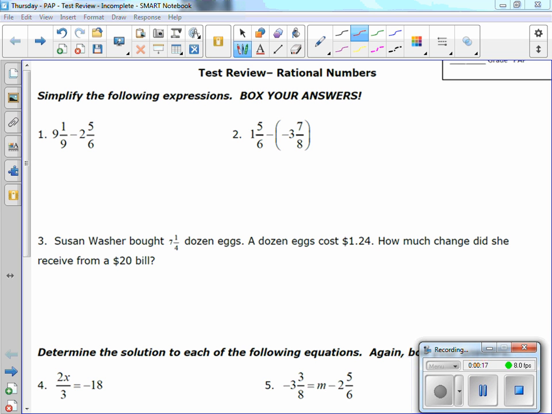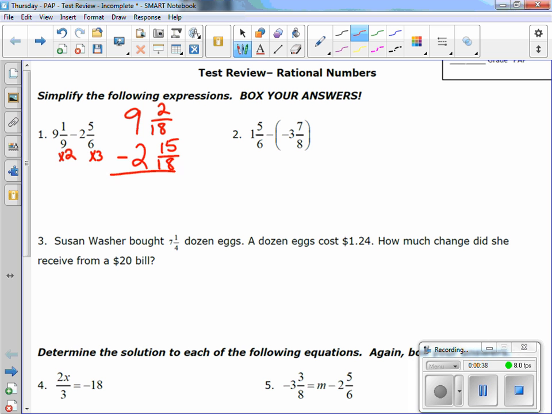So the first thing that I need to do between these two, because I am adding and subtracting, is to find a common denominator. The common denominator between these is going to be 18. Now, how did I make a 9 into an 18? Times 2. So I have to do that to the top as well. A 6 becomes an 18 by times 3. So I have to do that at the top as well.